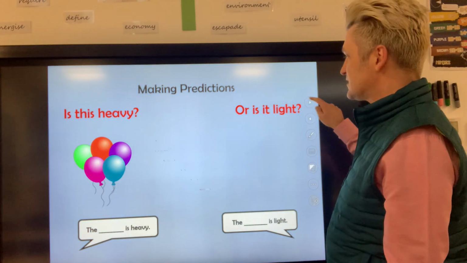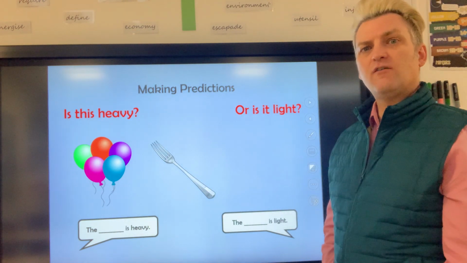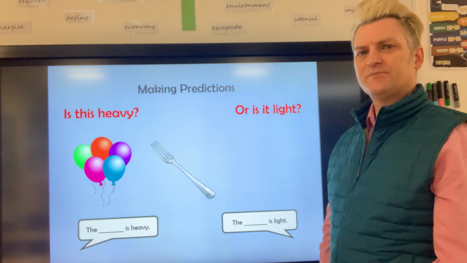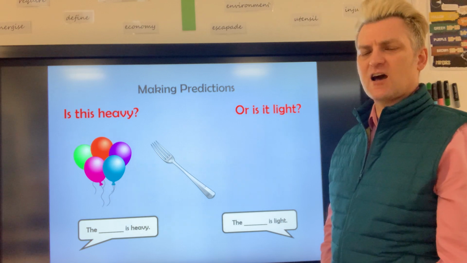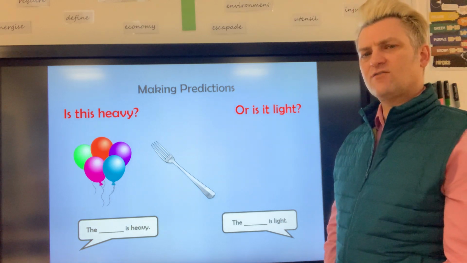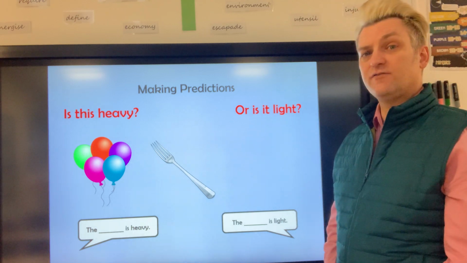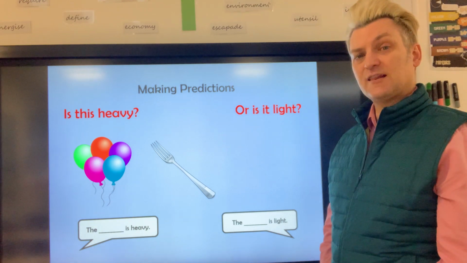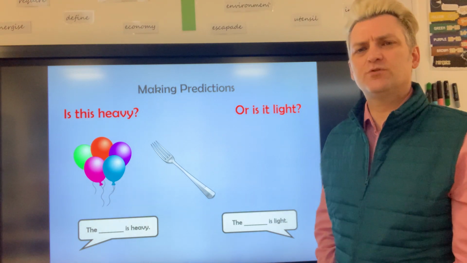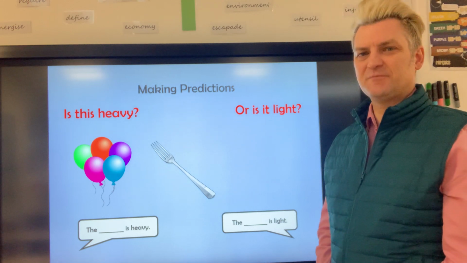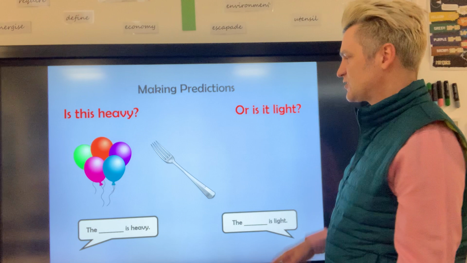Now, here's the next thing. Oh, a fork. Have a think about a fork. Now, you use one of these every time when you're eating your dinner, I think. Is that fork heavy or light? So you might say the fork is heavy. You might say the fork is light. Which one would you predict? I'm not going to tell you the answer. Let's have a look at the next thing, shall we?